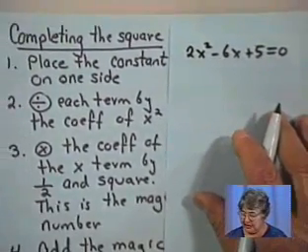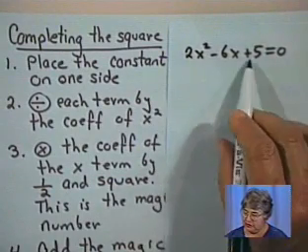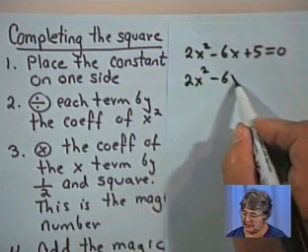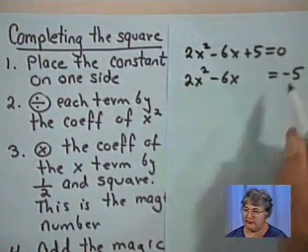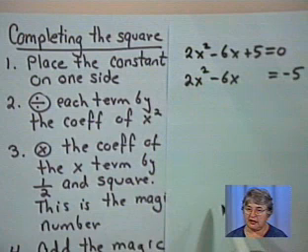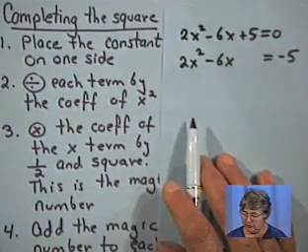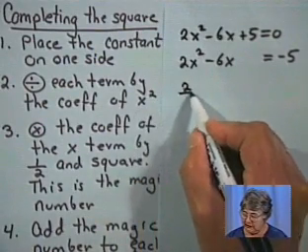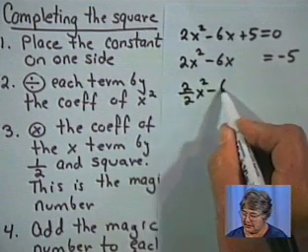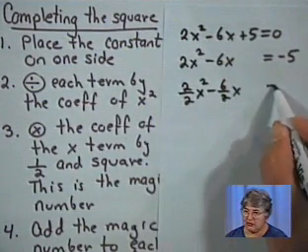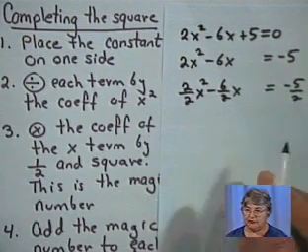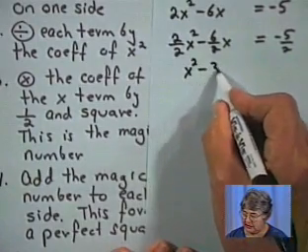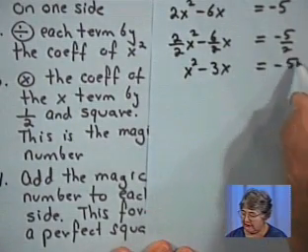The first step is going to be to place the constant on the other side. That means I'm going to add a negative 5 to each side. So we'll have 2x squared minus 6x equals negative 5. I'm going to divide each term by the coefficient of the x squared. That's a 2 in this case. So we're going to take 2 divided by 2x squared minus 6 divided by 2x equals a minus 5 divided by 2. The next thing, and I'll go ahead and simplify that, x squared minus 3x equals a negative 5/2.